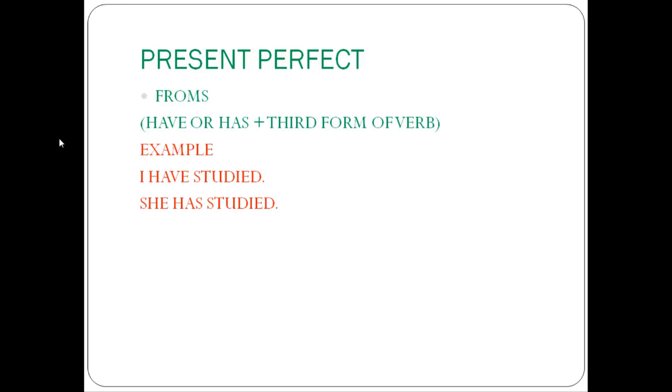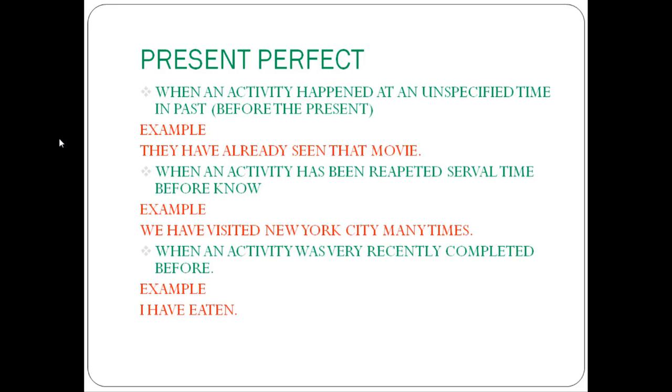So after the present continuous tense, we move toward the present perfect tense. In the present perfect tense, we always use have or has plus the third form of the verb. For example, I have studied. Here we use have, and here we use the third form of the verb, which is studied. In the present perfect tense, you can say that one activity happened at an unspecified time in the past, before the present. For example, they have already seen the movie.